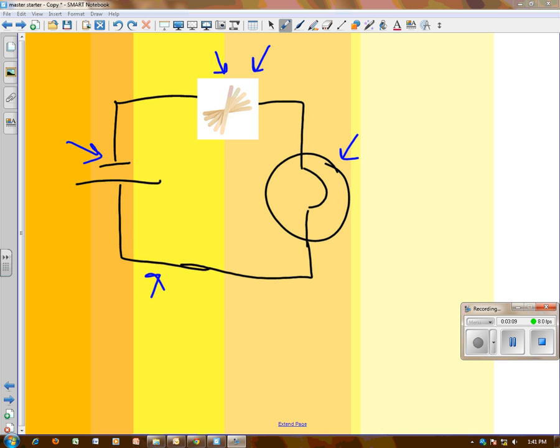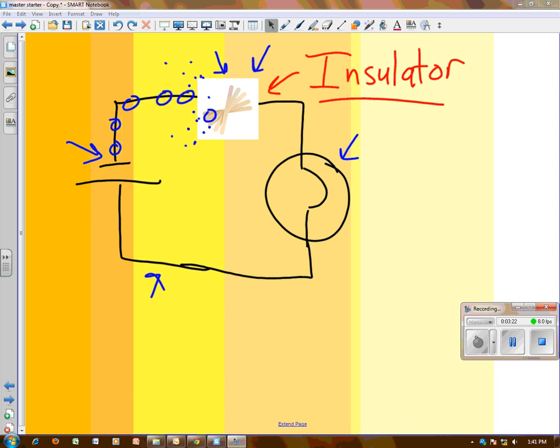Okay, what would happen is, of course, the electrons would try to go around, off they go, and they would go clonk. They would stop. They are not getting through the wood. Wood will not conduct electricity. Wood is, in fact, an insulator. It means it doesn't conduct electricity.